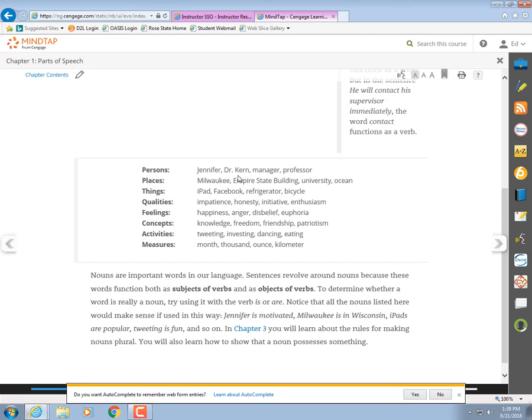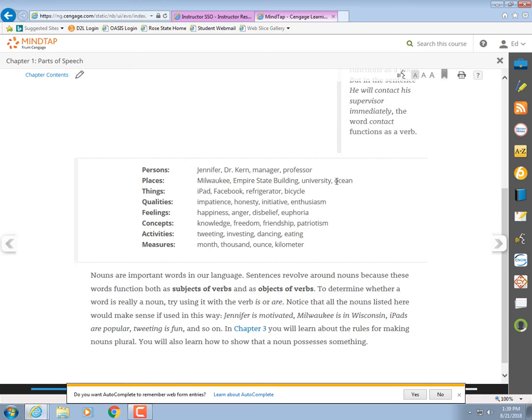Places. Here's a proper noun, Milwaukee. A specific building is proper, the Empire State Building. But university is generic, it's common, so it's lowercase, as is ocean. Which ocean? Then if I call it the Pacific Ocean, then it would be a proper noun.